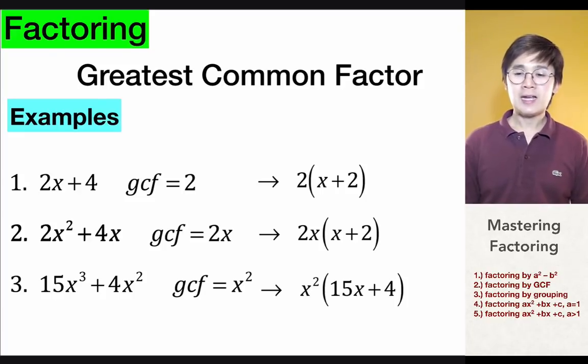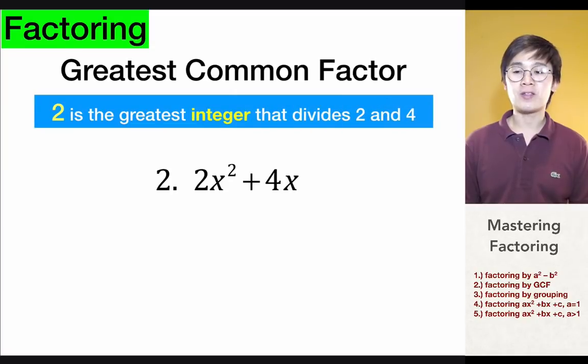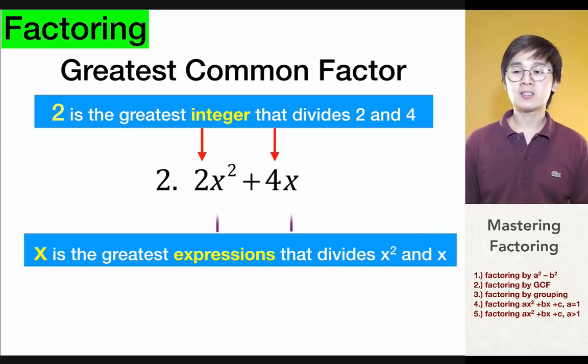Now, let's discuss 2x squared plus 4x further, just to give you an idea of how we can use the greatest common factor in any polynomial that we will encounter in algebra. So, the first thing that you need to do is to find the greatest common factor of the integer or the coefficient, and in this case, the greatest common factor of 2 and 4 is 2, and with the variable, the greatest common factor here will be x. So we always want to check the greatest common factor of the integer or the coefficient and the variable that we are working on.